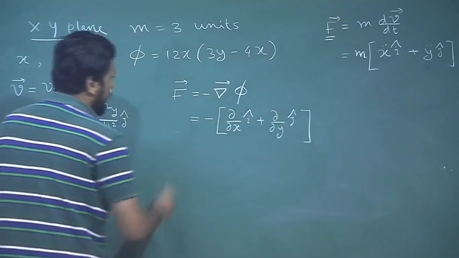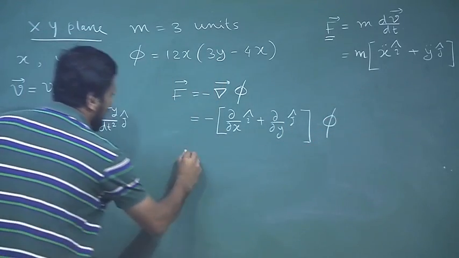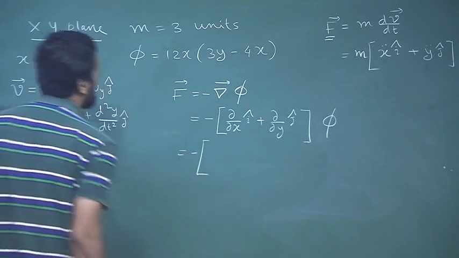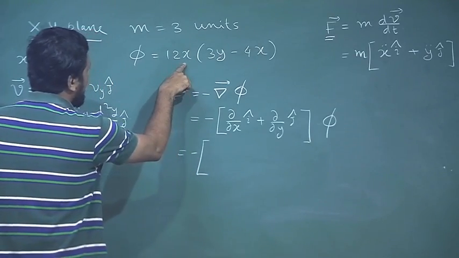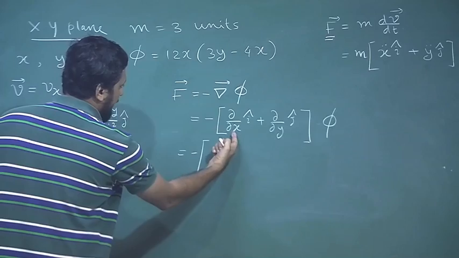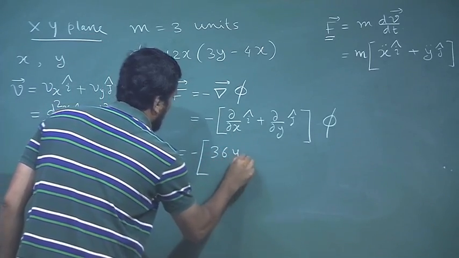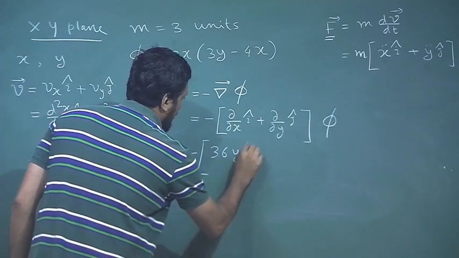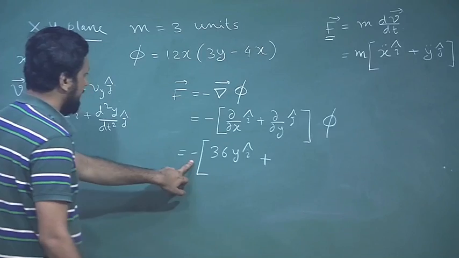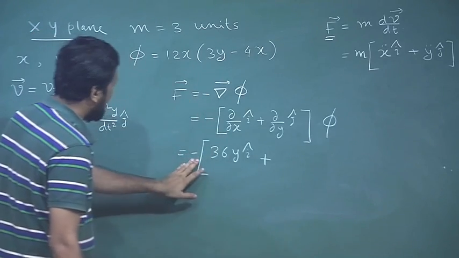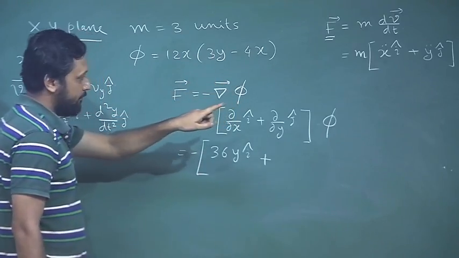Okay. So, once we operate this on phi, what we get is minus. The first term of phi is essentially 36xy. When we take del x of that, we get 36y i cap plus, please remember there is a minus sign here. So, we will just keep it like this, and the second term is minus 48x squared.